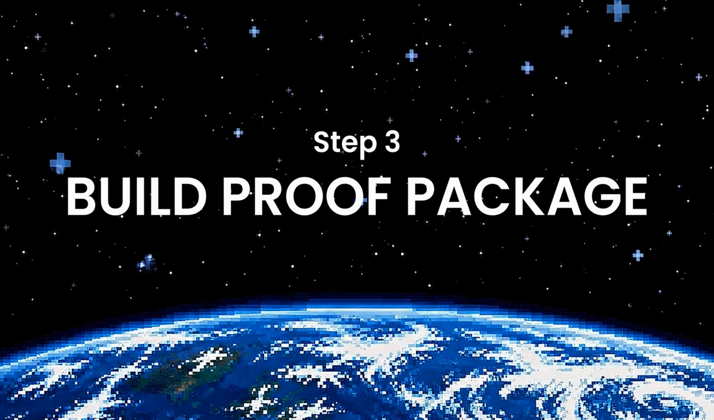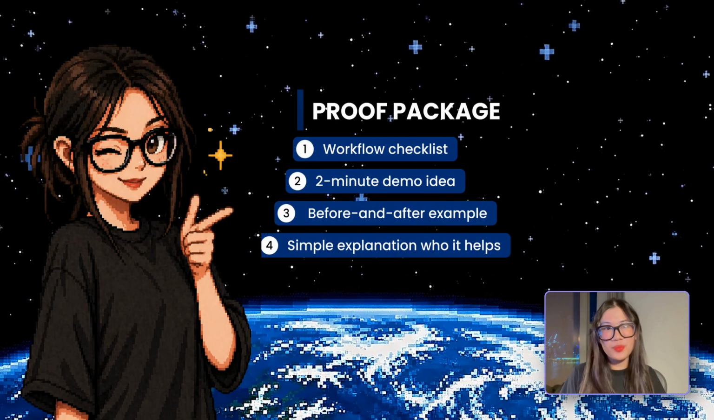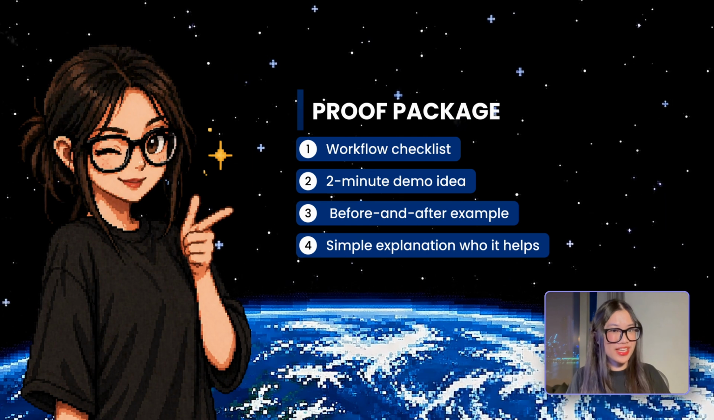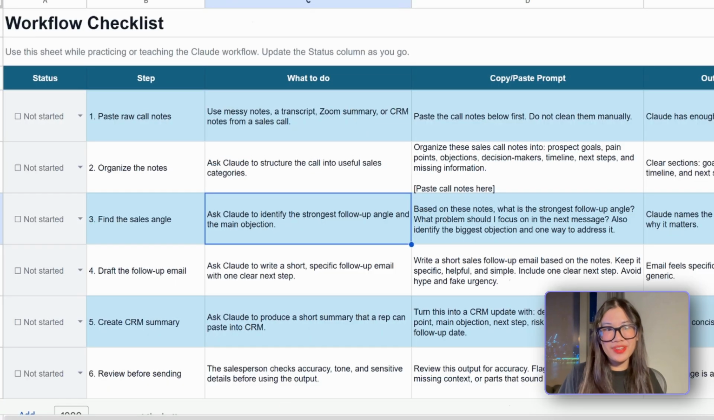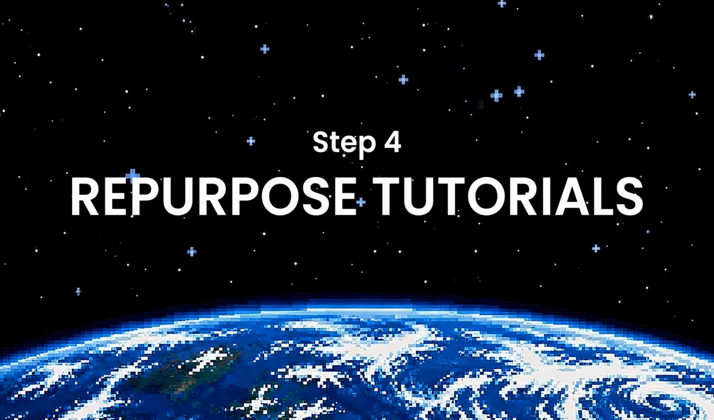Step 3. Build a proof package. Before you message anyone, build a small proof package. That means one workflow checklist, one 2-minute demo idea, one before and after example, and one simple page explaining who the workflow helps. You can follow our proof package template we have here and make your own. This makes your message more credible. You are not just saying, I can teach Claude, but you are actually showing them one clear workflow and one useful outcome.